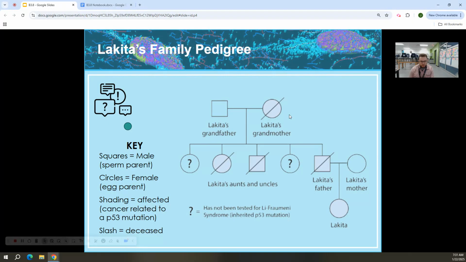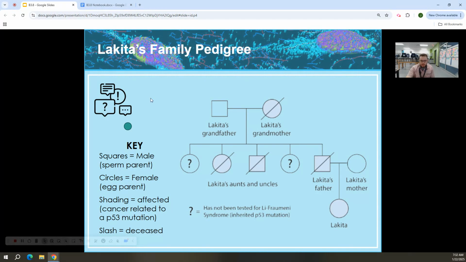The shading in this representation is the affected person, so the person with a related p53 mutation, and then the slash through the circle or square means that they are no longer living. And then the question mark, as you can see, means they have not been tested for Li-Fraumeni, so we don't know if they have it or not as of right now.